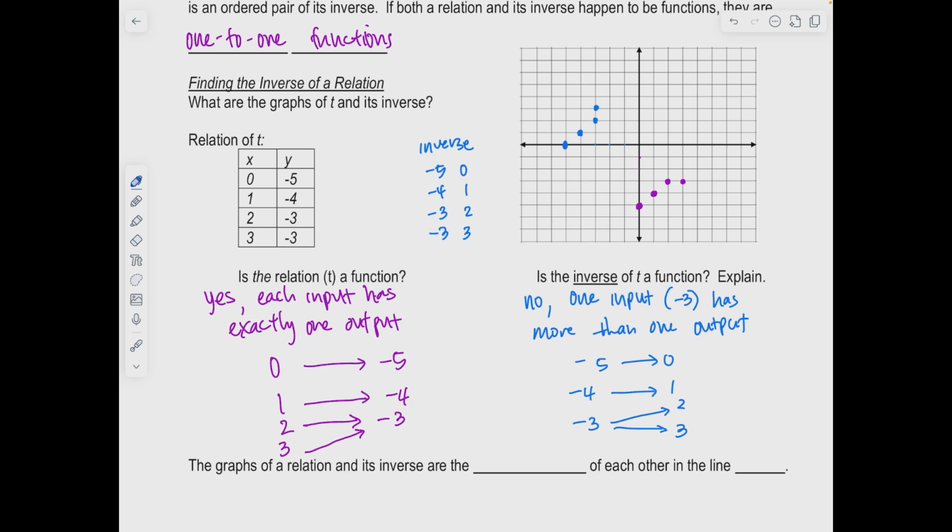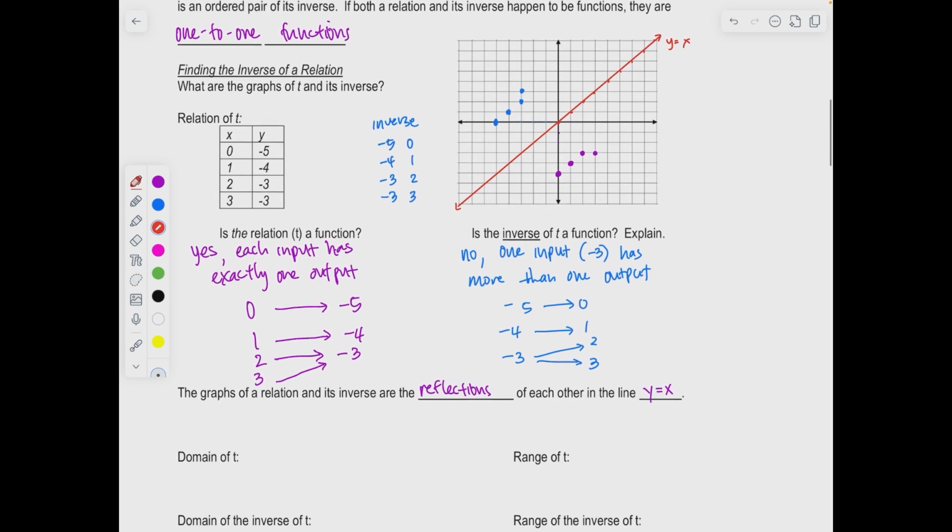Okay, the graphs of a relation and its inverse are reflections of each other in the line y equals x. The line y equals x just goes through the origin with a slope of 1. So they are just reflected over this line. You learned this in geometry. Whenever you reflect over the line y equals x, we're just switching the x and the y values. Okay, so that would be our introduction there.